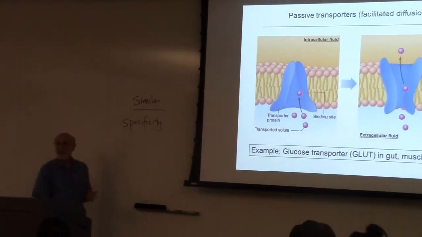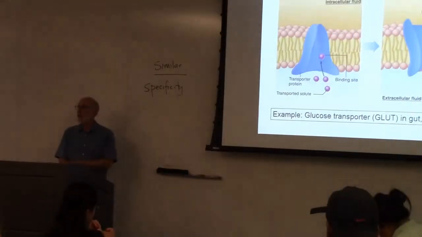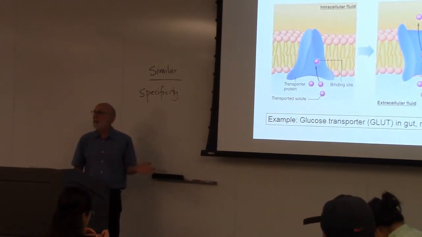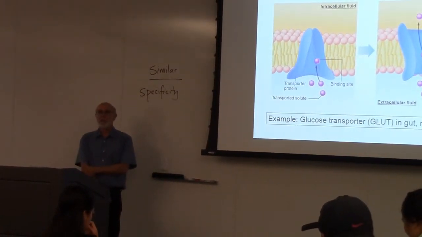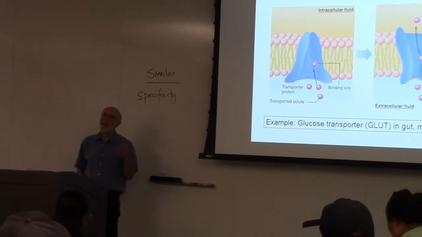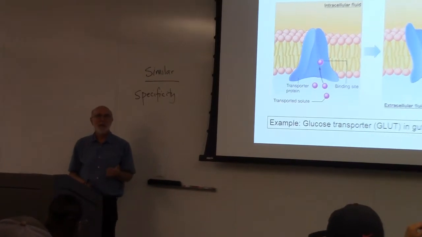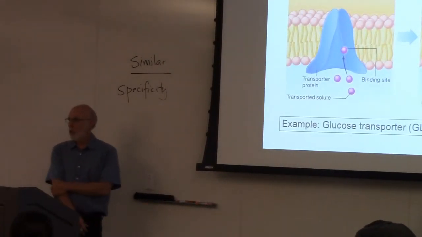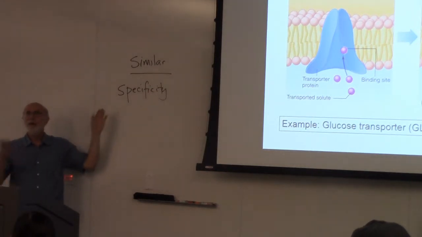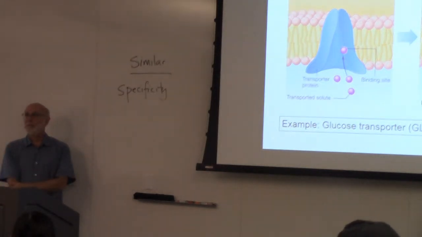Some things are absolutely specific, like the voltage-gated calcium channel or voltage-gated potassium channel, and some are relatively specific, like the glucose transporter is specific for glucose, but it also transports xylose, and it can transport fructose, so it's got somewhat lower specificity, but that's an important similarity. Okay, good. Another one, either kind.